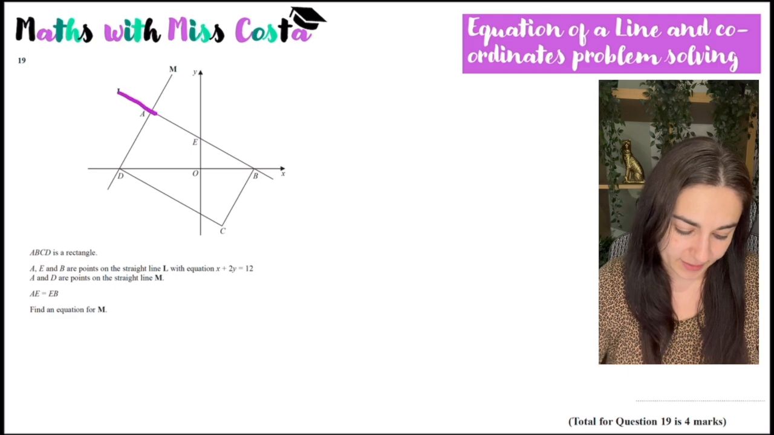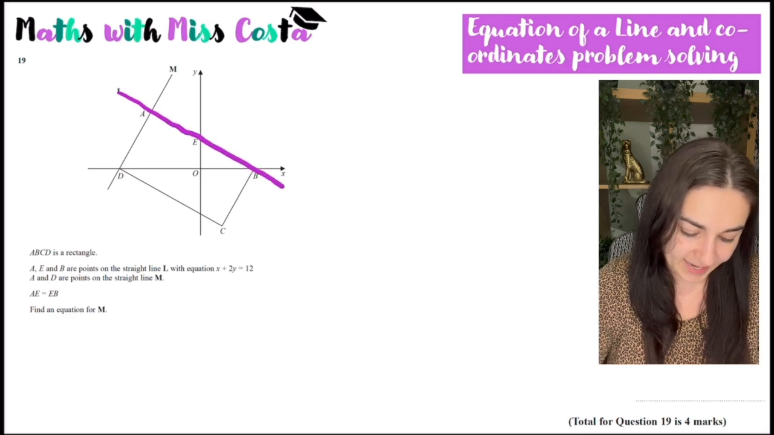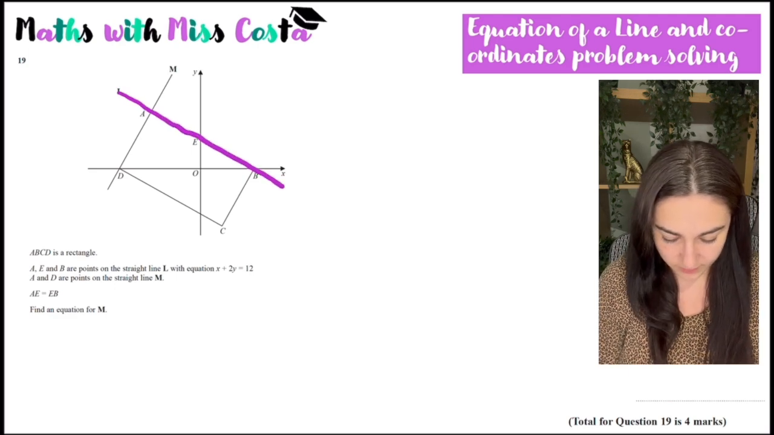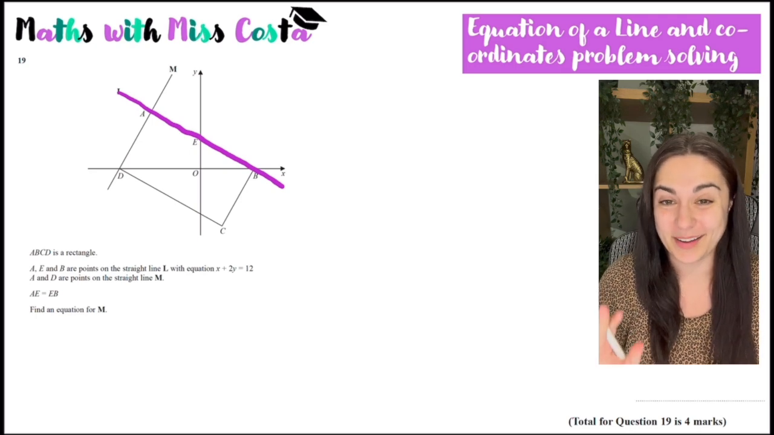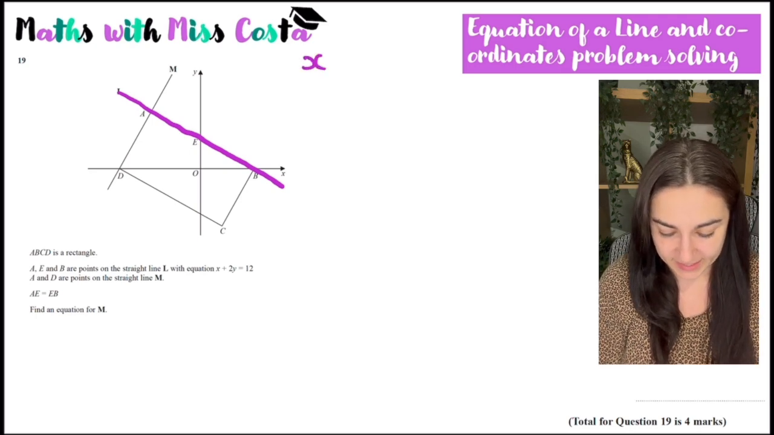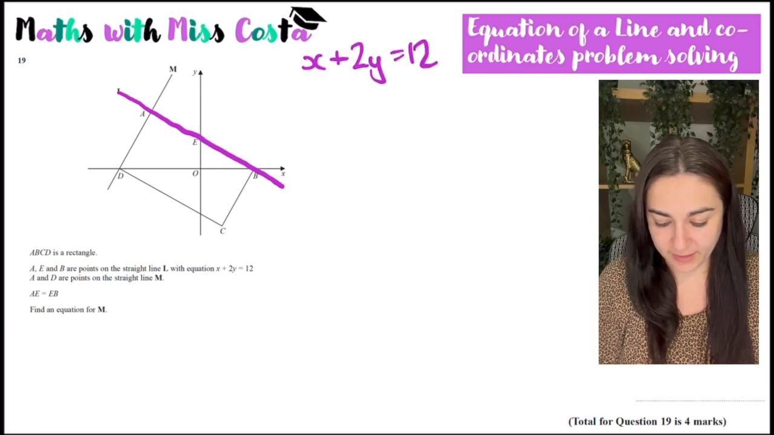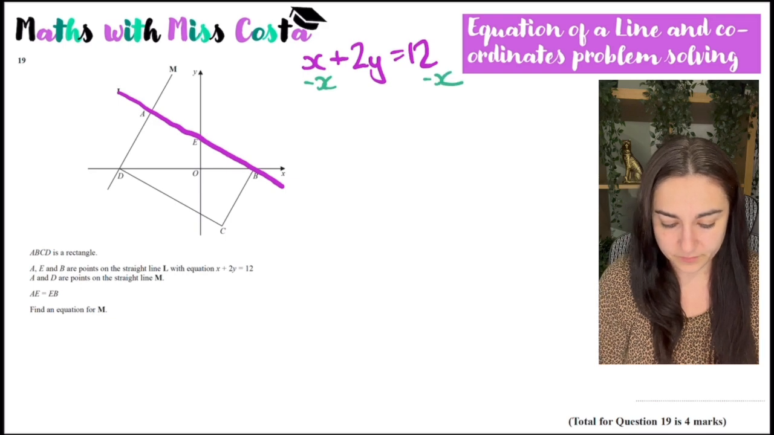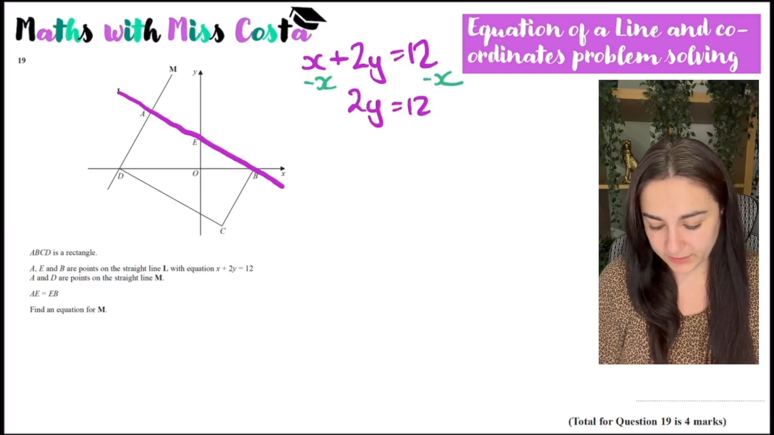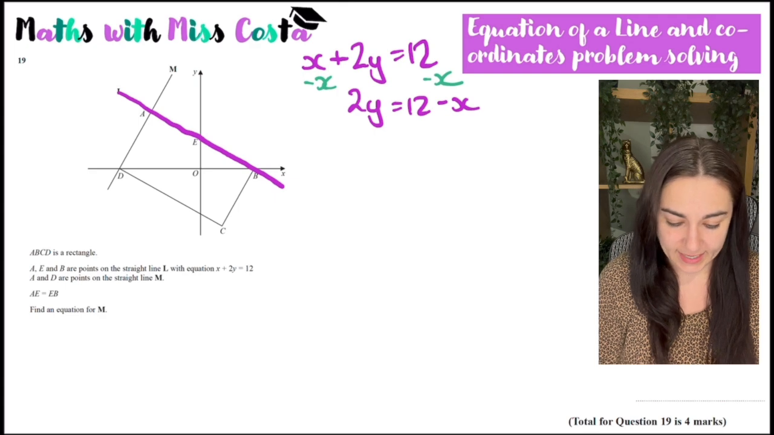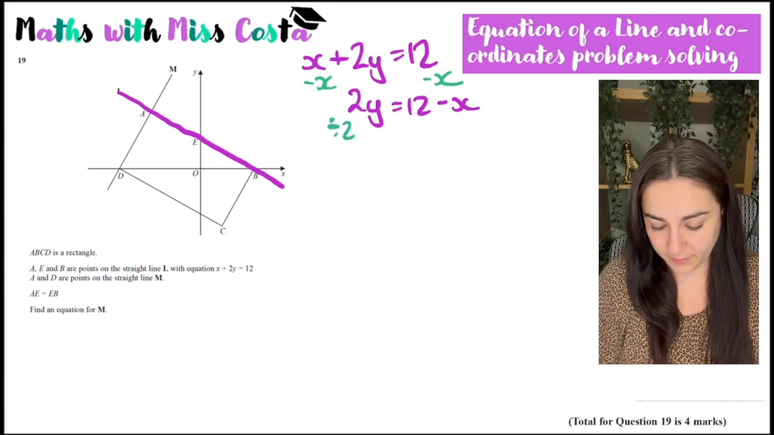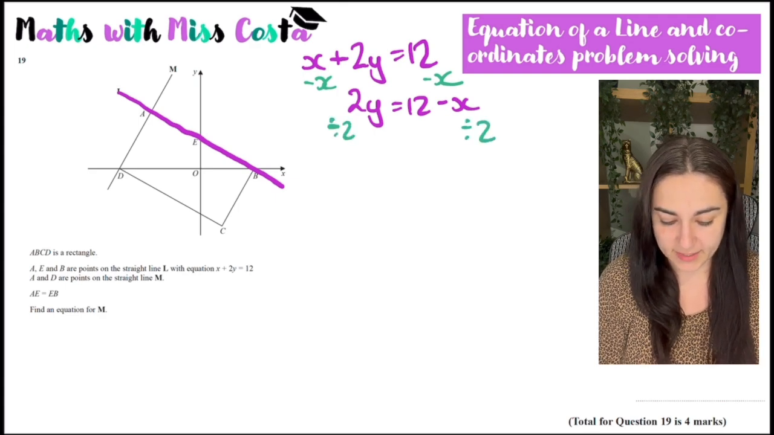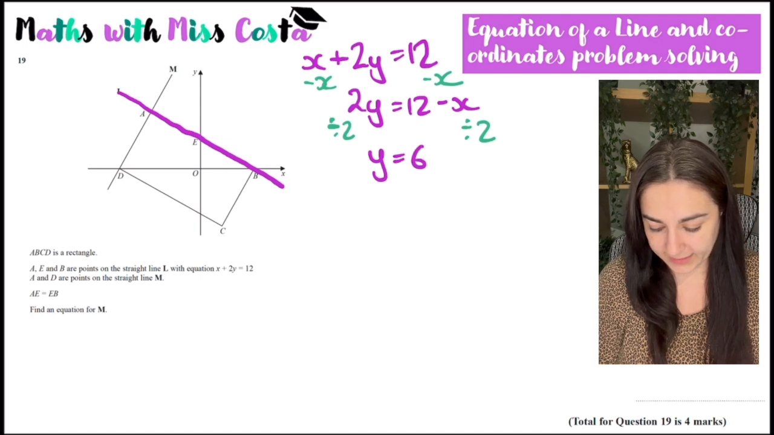So this is the straight line L, and it has an equation of, let's rearrange that. So you always want your straight lines to be in the form y equals mx plus c. So let's rearrange that. Let's take x from both sides. So 2y equals 12, take x, and then I'm going to have to divide by 2 to make y the subject. So y equals 6, take away a half x.